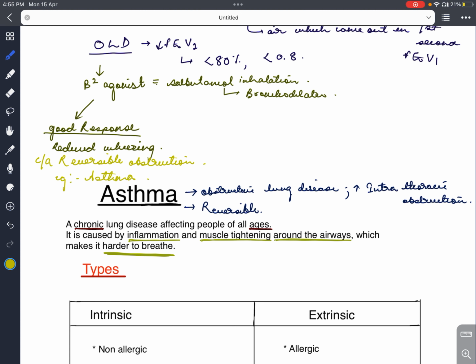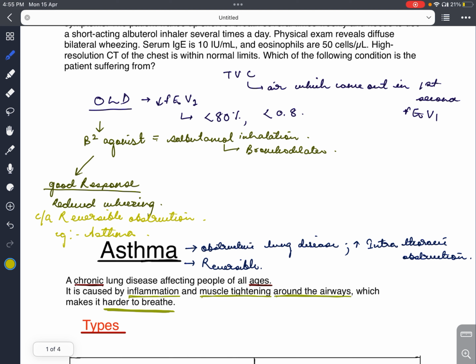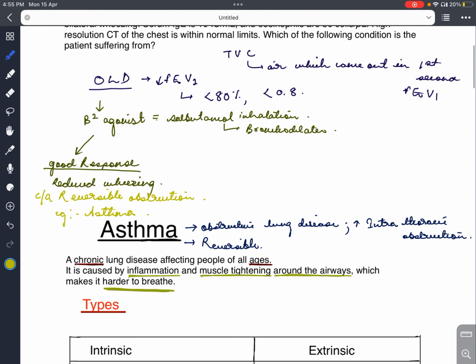So here, if you suspect obstructive lung disease in any patient and you give a beta 2 agonist to the particular person and you get a good response, that is, you have decreased wheezing, this will be called reversible obstruction, and you can suspect asthma in this patient.